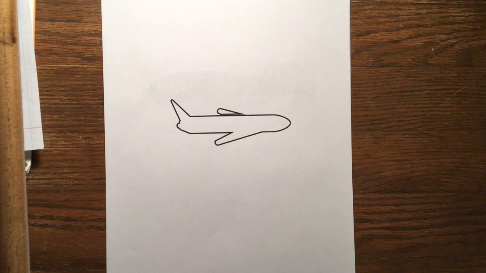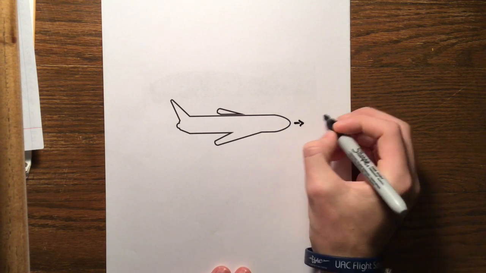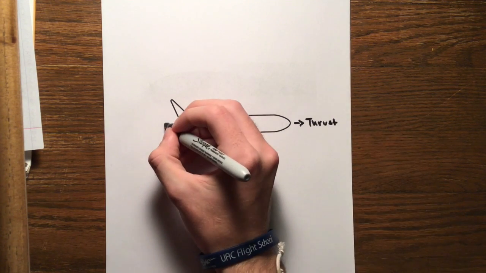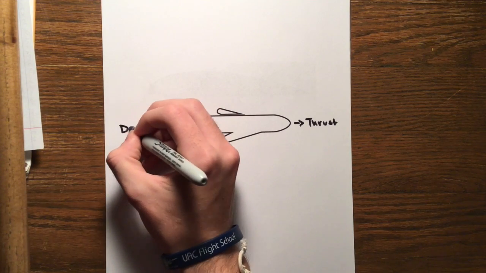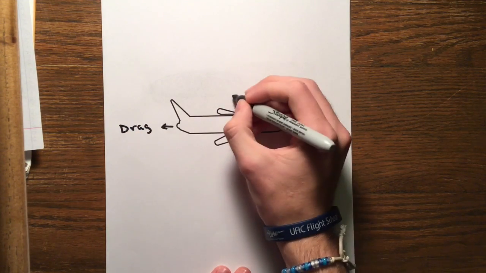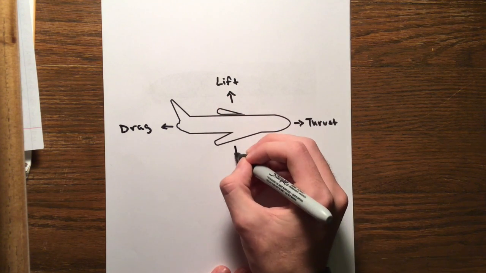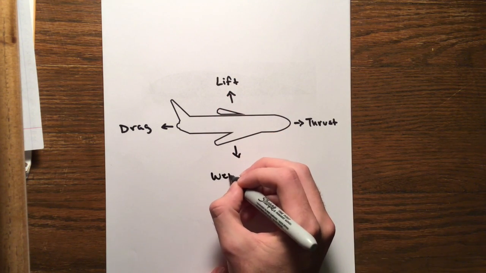The four fundamental forces that allow an airplane to fly are thrust, drag, lift, and weight.